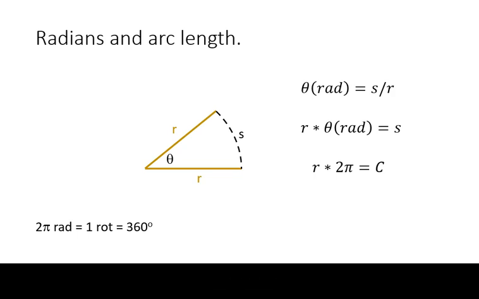while commonly angles are expressed in degrees. An alternate way is to express them in radians. A radian measurement is defined as the ratio of the arc length to the radius.